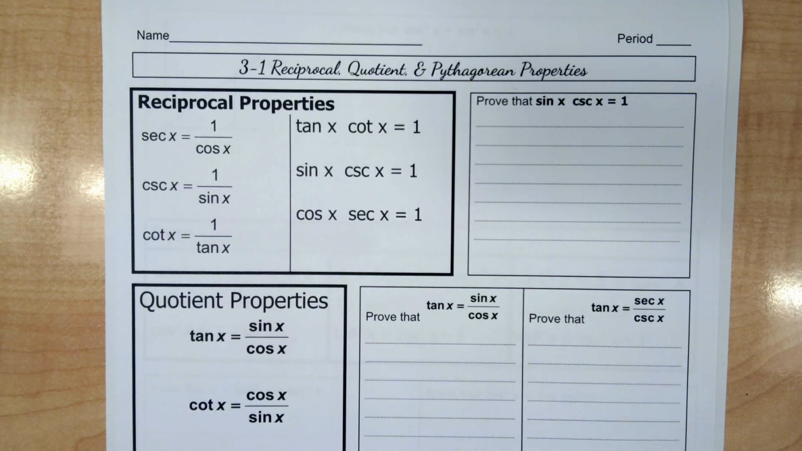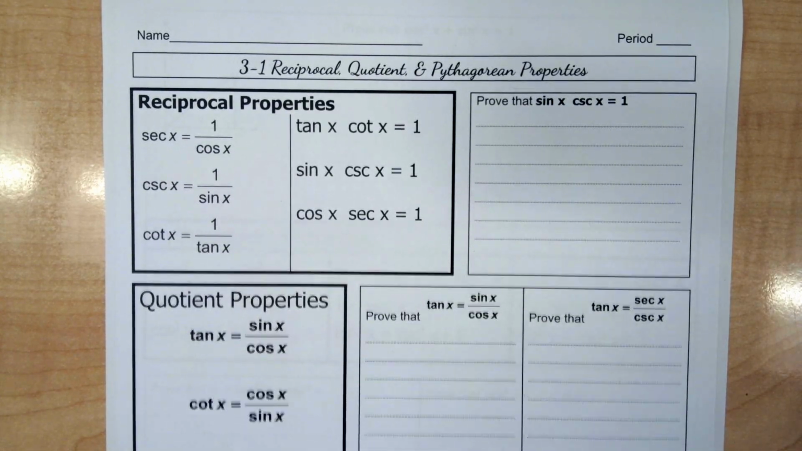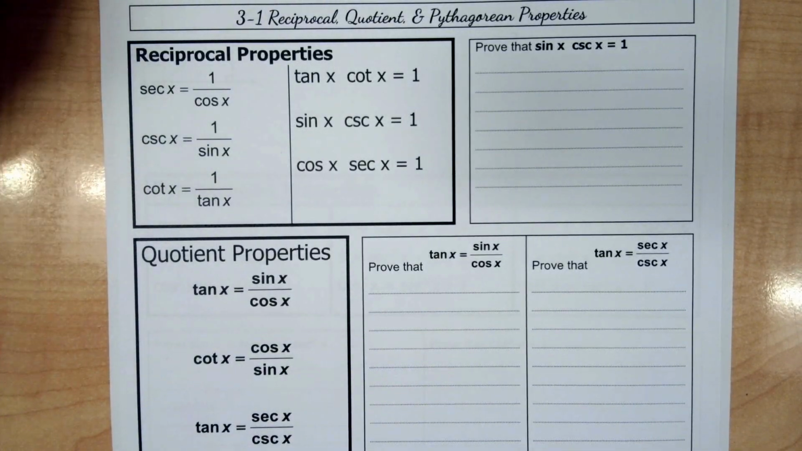Welcome to Finite Math, Chapter 3, Section 1, Day 1. So today we are looking at reciprocal, quotient, and Pythagorean properties for our trigonometric functions.